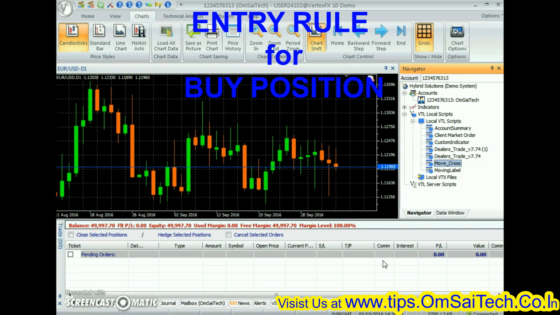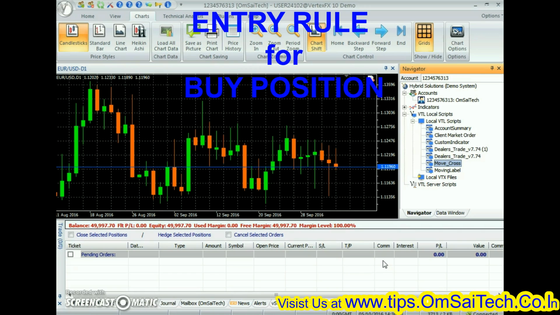Entry rules for buy or long positions. Rule number 1: buy trades are disallowed before Monday 7 a.m. Rule number 2: if a buy position is already open, the rules for buy entry are not checked. Rule number 3: if a sell position is already open and a buy signal is generated, then the sell position is closed first and then the buy trade is opened.